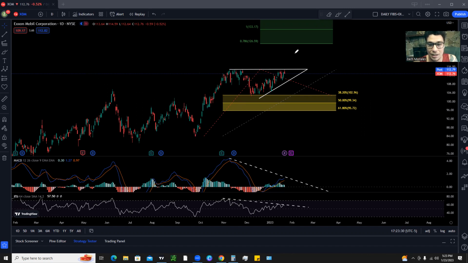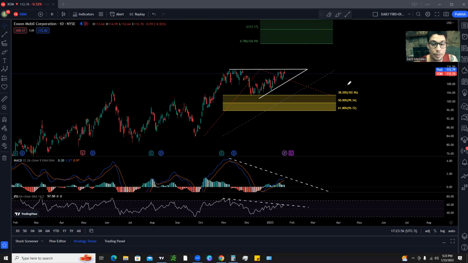Now, there's no guarantees, but if we do get a breakout above here, I've got some bullish price targets to the upside of 126.59 and also 133.17. Now, we're not going to hit these overnight. Keep in mind, we are on a daily chart, so it will take some time if we do get a bullish breakout to hit these price targets to the upside. So those are my bullish price targets. That's our bullish scenario right there.